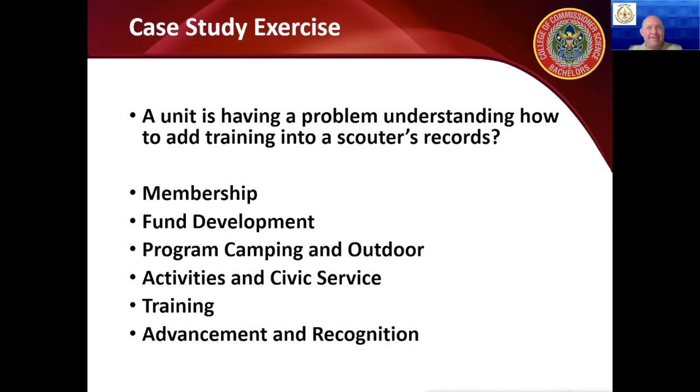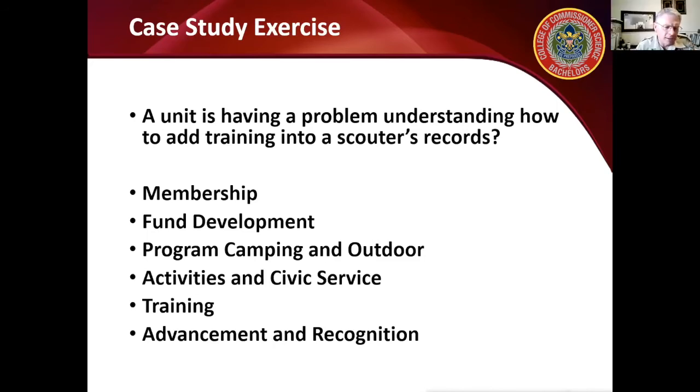This is a pretty common one. I've seen a lot of scouters who have attended a training and they've got their little card, but for some reason it never makes it into their training records. So it's good to know that we have the ability to update those. Any more comments or questions on this one before we move on to the next?